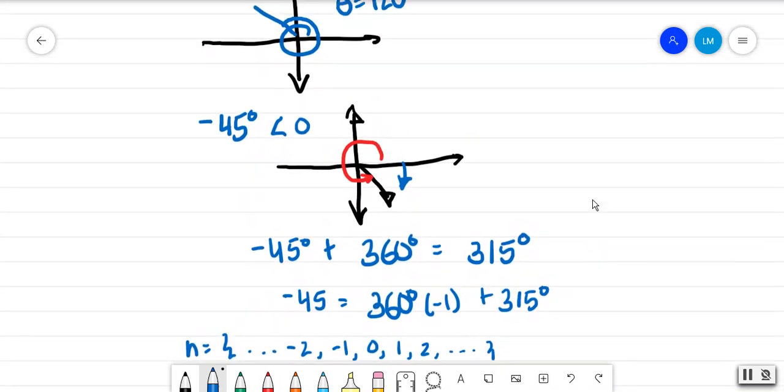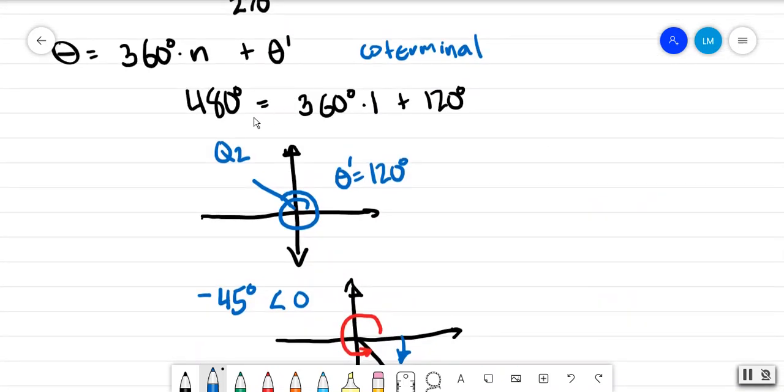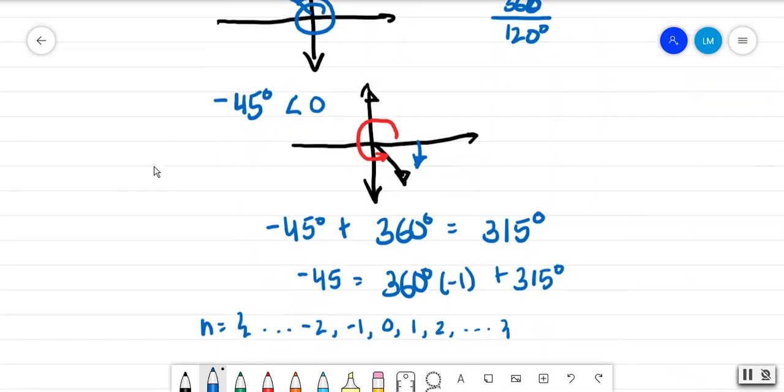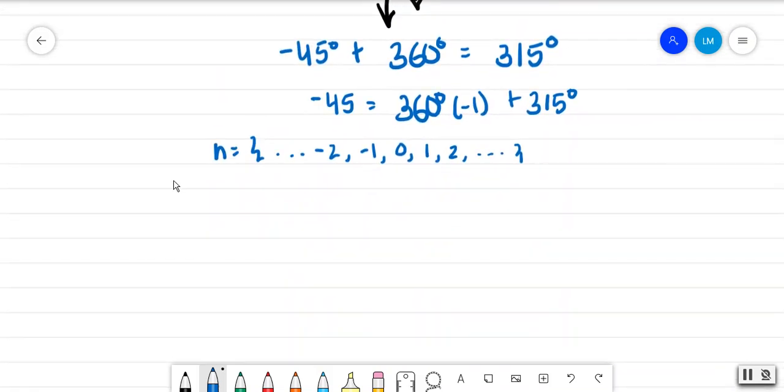Now, another way you could have thought of 480, for instance: notice that 480 is greater than 360. So 480 being greater than 360 means that you could have just subtracted 360 the appropriate number of times, so that's 120. In that sense, I just need to subtract it one whole time to get the angle measure.